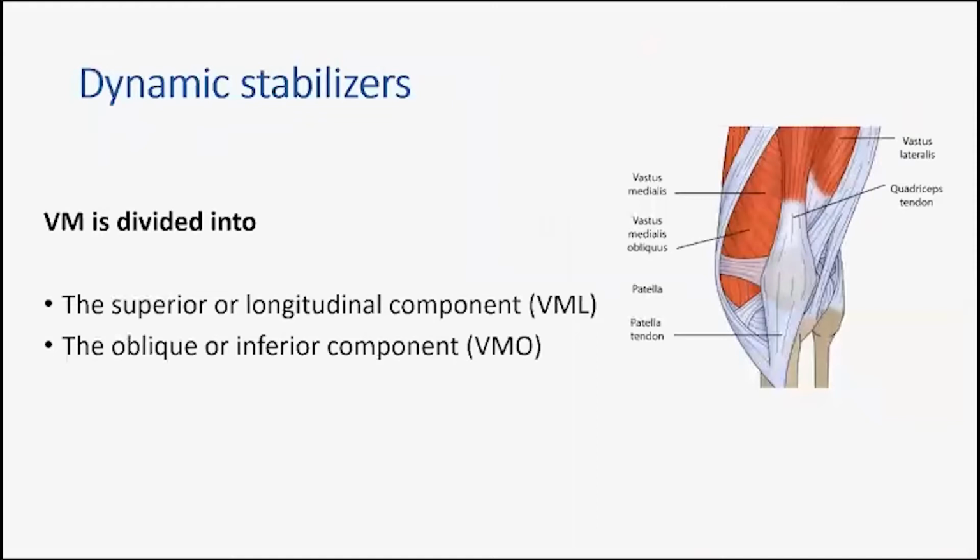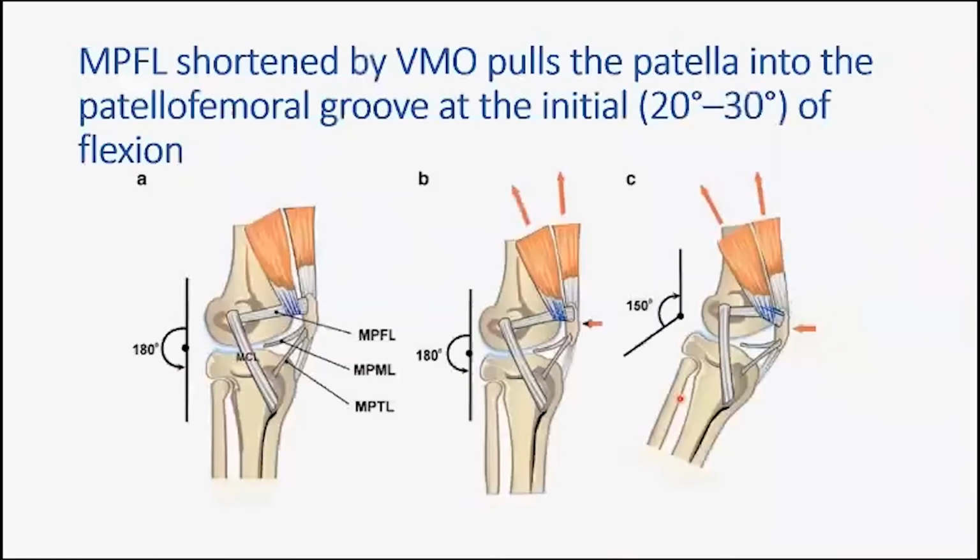Vastus medialis is the most important dynamic stabilizer, and it counteracts the vastus lateralis mainly by the vastus obliquus component, which has a horizontal direction. And it also acts by shortening the medial patellofemoral ligament in the early 20 degrees of flexion.